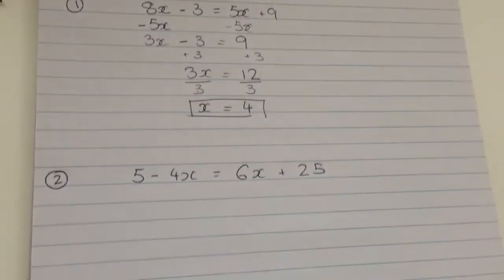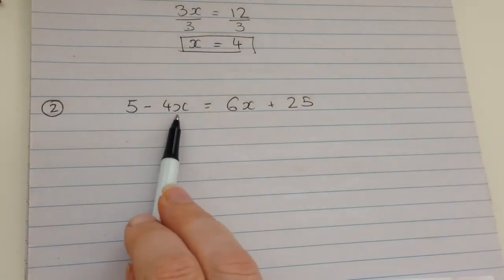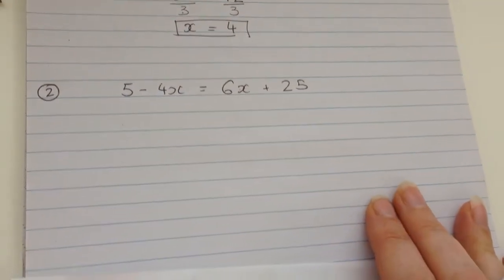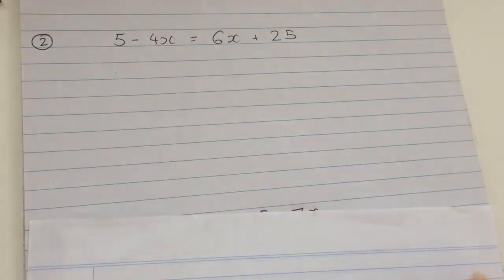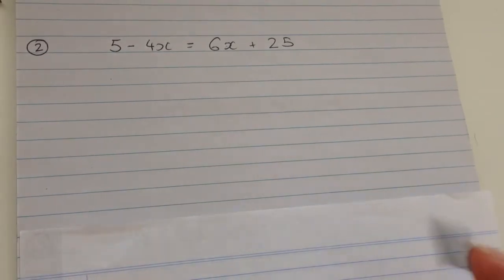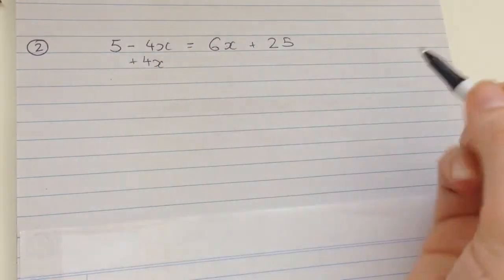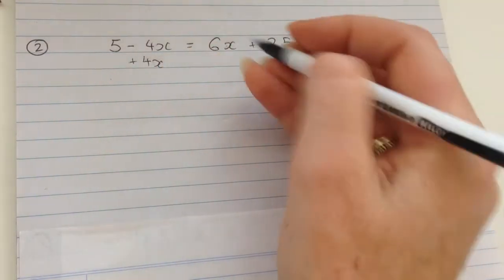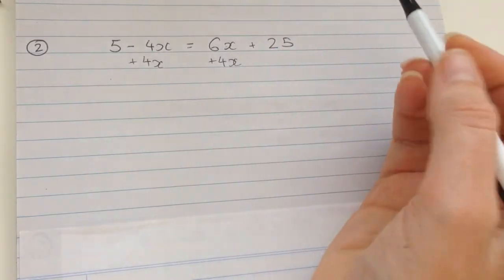In my second example, I have a negative 4x here and a 6x here. So if I'm going to remove the smallest one, negative 4 is actually the smallest one, so I'm going to remove that term. To get rid of a negative 4x, I'm going to add a 4x. Remember, I'm putting it with the like term to make it easy when I'm working out the answer. So the plus 4x on this side and a plus 4x on this side.